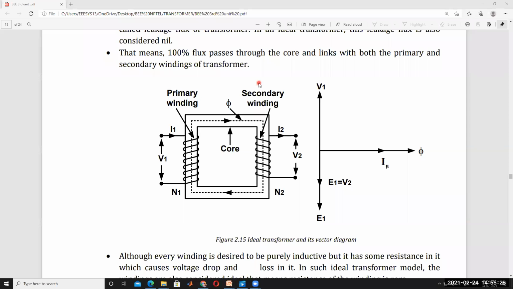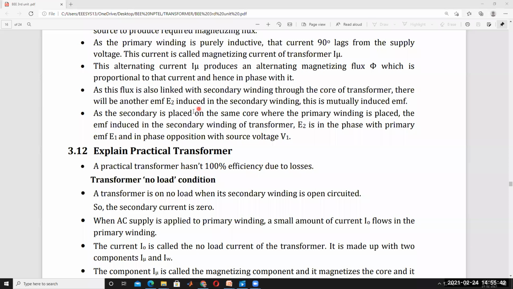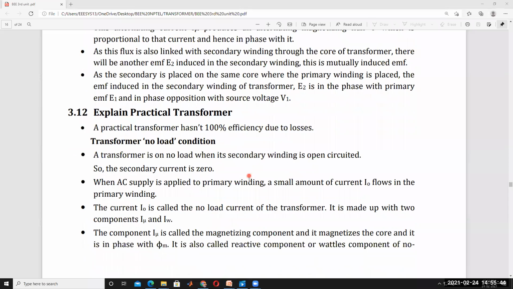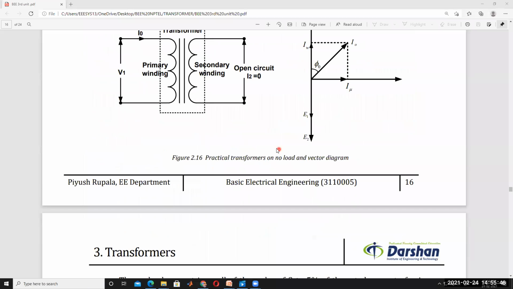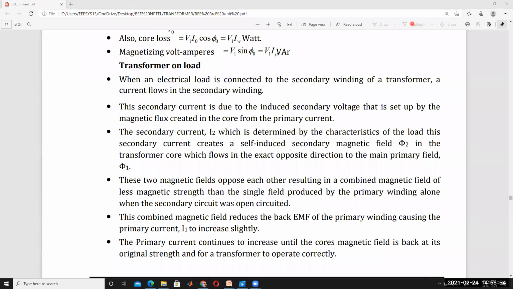It always operates with constant flux, only one value of flux, but alternating. Alternating flux, but constant flux. That's why the transformer is called a constant flux device. It's clear. If you all read this, you can easily understand the concept. This is called the no load diagram of the transformer under no load, open circuit condition. So all of you rejoin again.